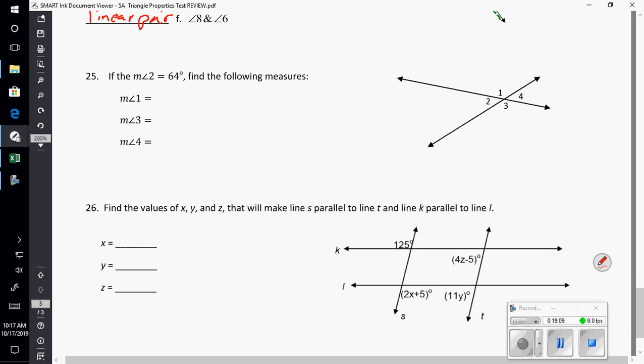Number 25, we're told the measure of angle 2 is 64. Vertical angles are congruent, so this one is also 64 degrees. The linear pair forces this to have to be 116 degrees to give me a 180 degree linear pair. And then this is also going to have to be 116 degrees. So angle 1 is 116 degrees. Angle 3 is also 116 degrees. Angle 4 is 64 degrees.